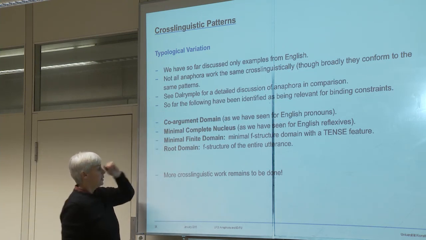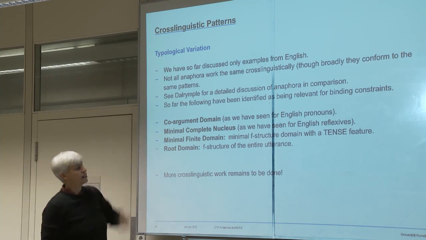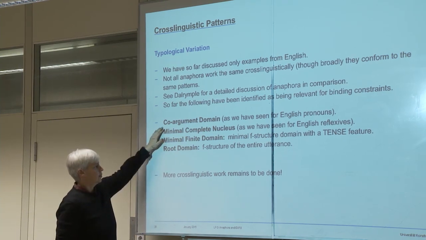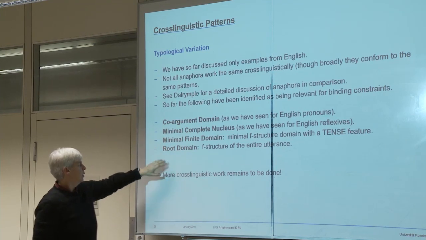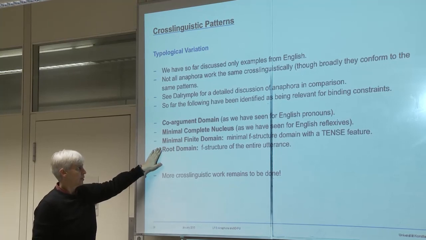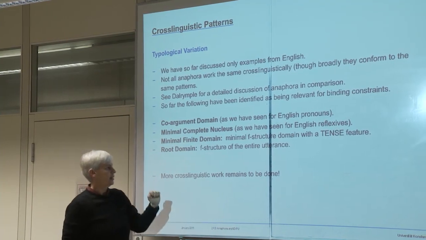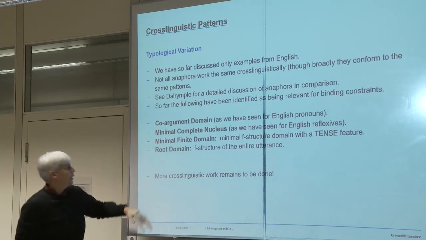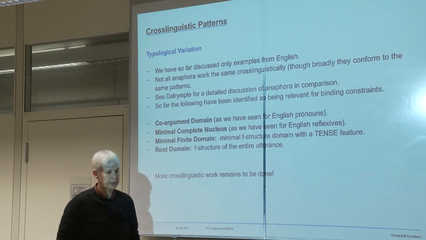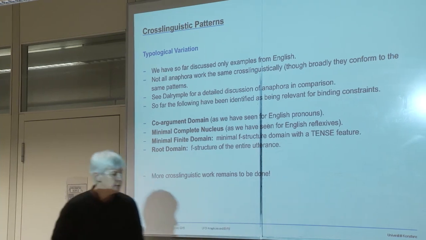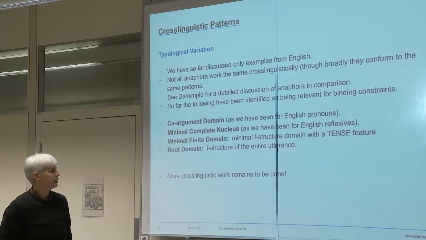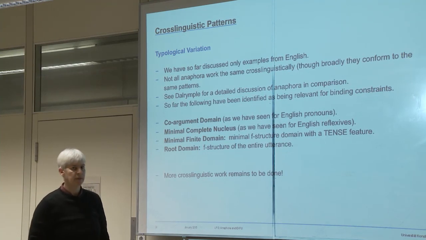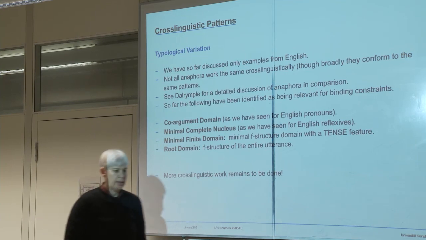And in her chapter in the textbook, she gives these four things that are determined as being relevant for figuring out antecedents. We've seen the co-argument domain. We've seen the minimal complete nucleus. What's also relevant for other languages, for example Norwegian, is the minimal finite domain. That's the minimal F structure domain with a tense feature. And also a root domain, which is the F structure of the entire utterance. And I won't go into any more patterns here. She gives you a nice table in the textbook, so you can go look that up. And there's more cross-linguistic work that needs to be done with respect to this. So if you feel like this is something you would like to do, there's much to be done there. And that ends today's lecture.